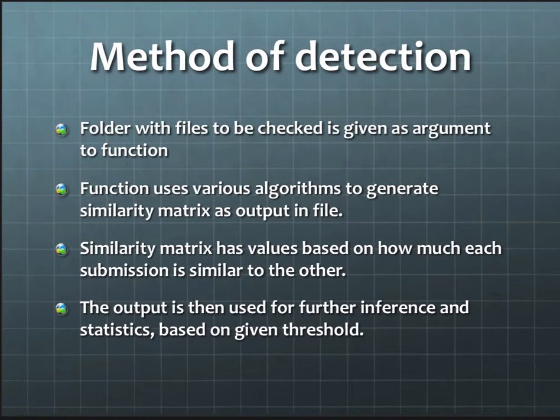Detecting copied files. The folder with files to be checked is given as argument to our function or tool. We use a combination of various algorithms with some weights assigned to them to generate a similarity matrix as output in a file. And these values are based on how much similar they are to each other. So this output can be used for further inference and statistics based on some user-given threshold.